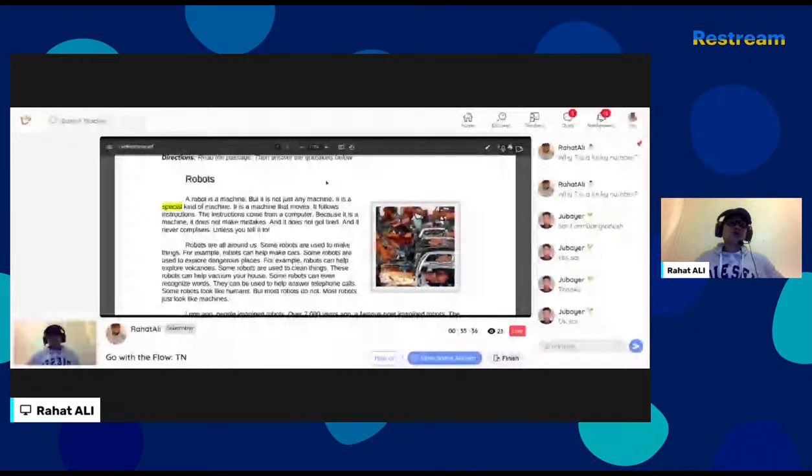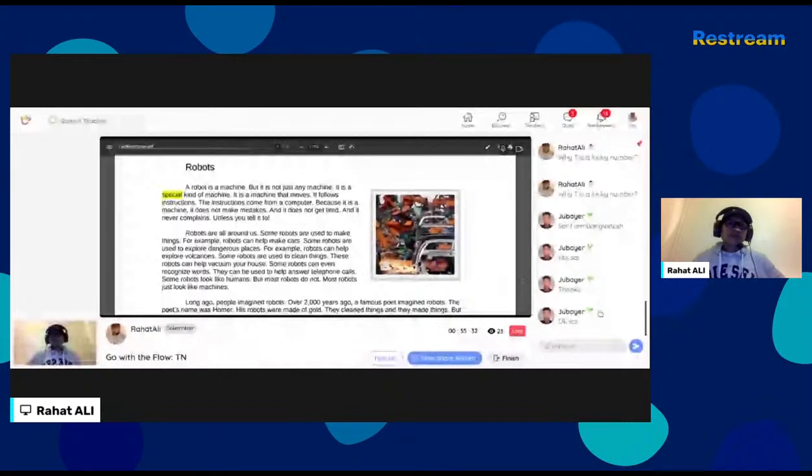Robots. Today's topic is robots. A robot is a machine, but it's not just any machine. It's a special kind of machine. It's a machine that moves. It follows instructions. The instructions come from a computer. Because it's a machine, it doesn't make mistakes. And it doesn't get tired. And it never complains unless you tell it to.